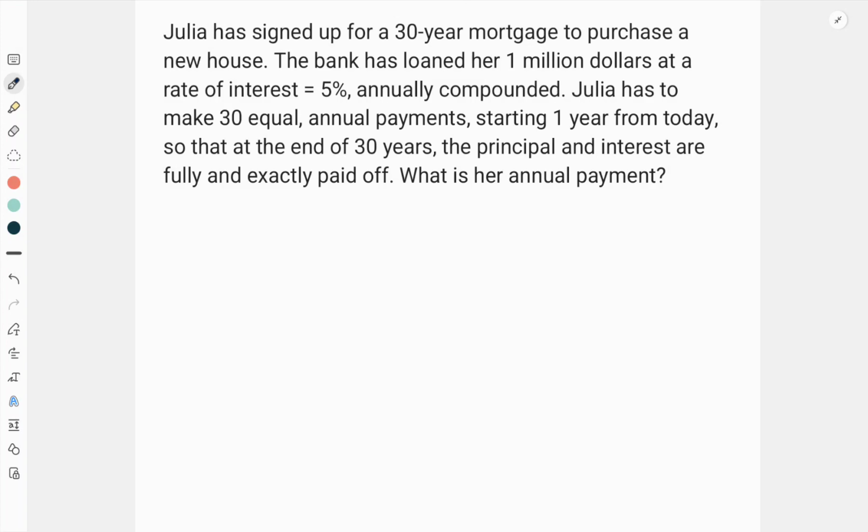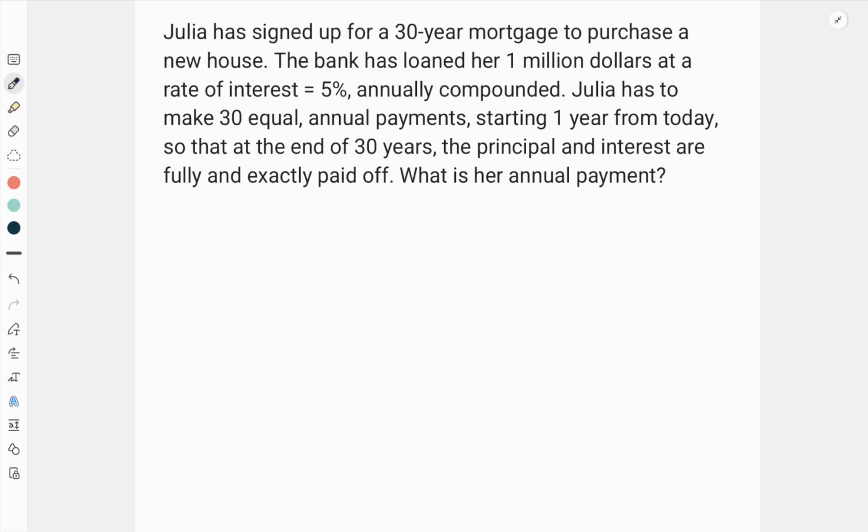So before we even start solving the problem, let's understand what is happening. There are 30 equal payments that I want to make starting 1 year from now. Julia has this $1 million loan. So at the end of 1 year, it will be 5% more, that is 1 million and $50,000 more. Now she has to make a payment on that amount. I don't know, let's say it is a $60,000 payment.